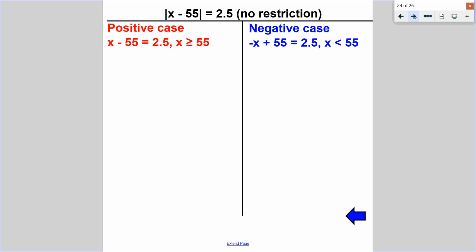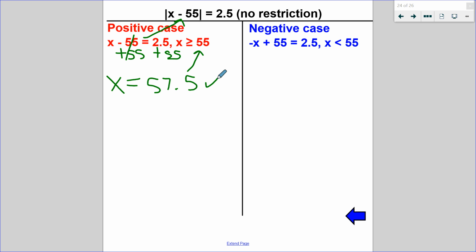Okay, so the positive case, replacing my absolute value with my positive input. To solve this, I would just add 55 to both sides. So then I have x equals 55 plus 2.5 is 57.5. Okay, in my negative case, oh, let me check the subdomain. I almost forgot. It has to be greater than or equal to 55, which it is. That's good. No overarching restriction.